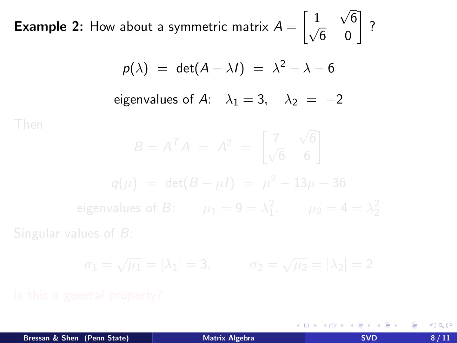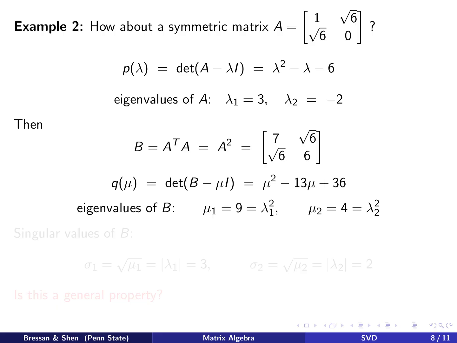Okay, we carry out the computation of the characteristic polynomial, and that's what we get. And then we find the eigenvalues, and we found one is 3 and one is -2. And now we compute the singular values. So we need to compute the B matrix, which is A transpose times A, which is just A squared because A is symmetrical. And then we have this matrix, if you work out.